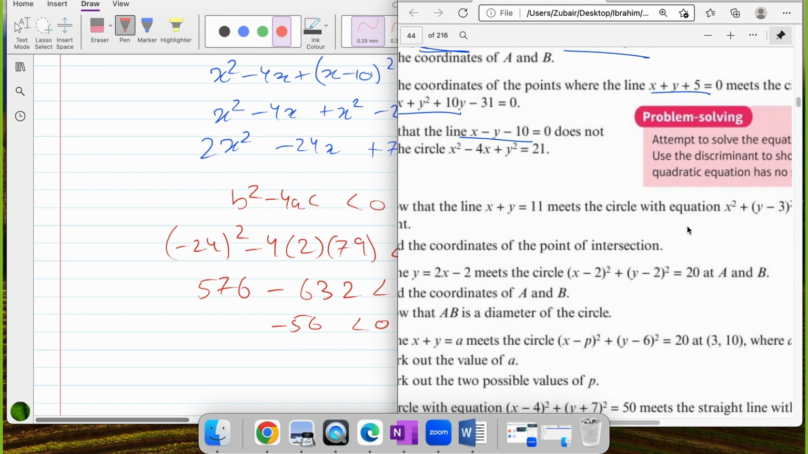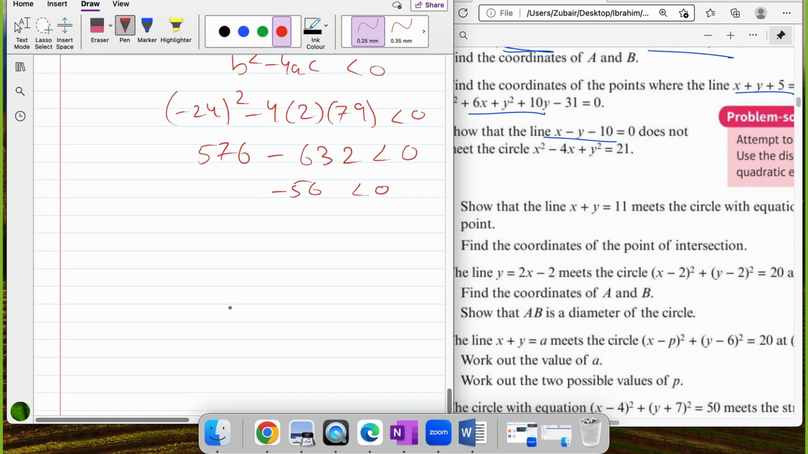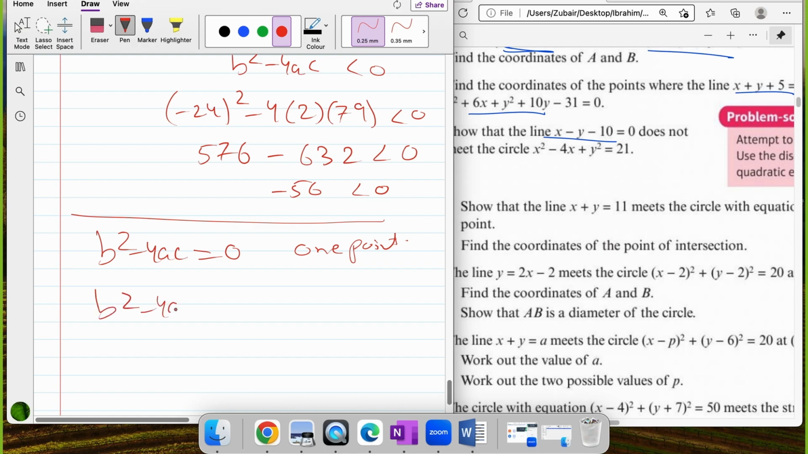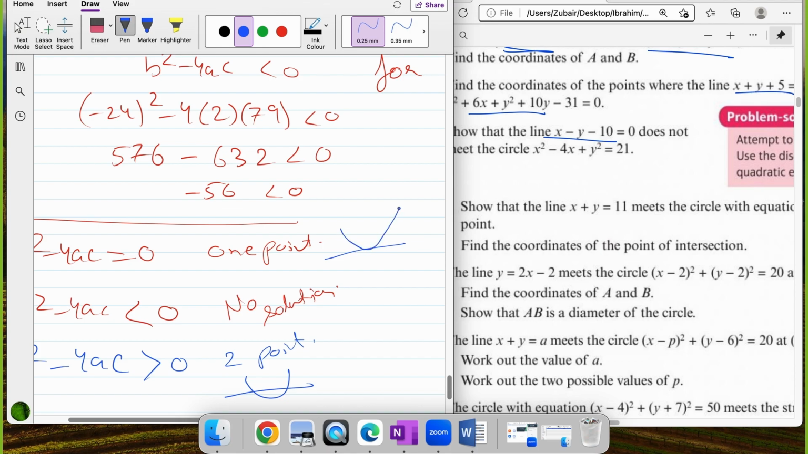Show that this meets the circle with the equation at only one point. So how do we do that? When it meets at one point, b square minus 4ac is equal to 0. One point or tangent. B square minus 4ac is less than 0 when no intersection. And when we have b square minus 4ac greater than 0, it has 2 points or 2 distinct points. This is how they occur. At one point it is just the tangent and no solution, it never touches the line.